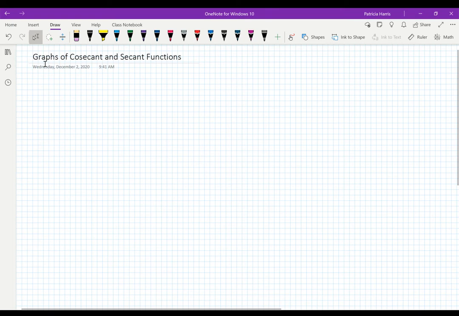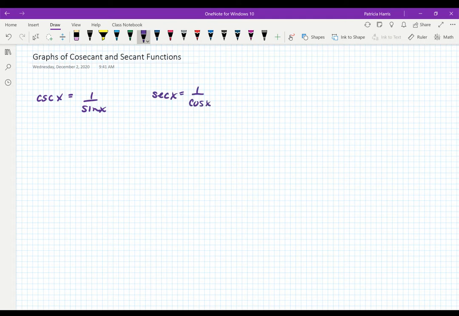Okay, so now what we're going to do is start graphing cosecant and secant. The best way to do this is to use sine and cosine to help you out. So we need to remember that cosecant is equal to 1 over sine, and that secant is 1 over cosine.